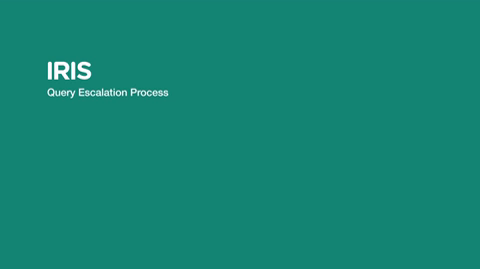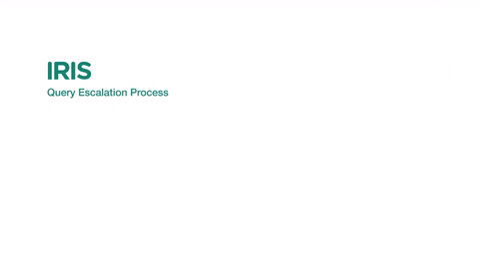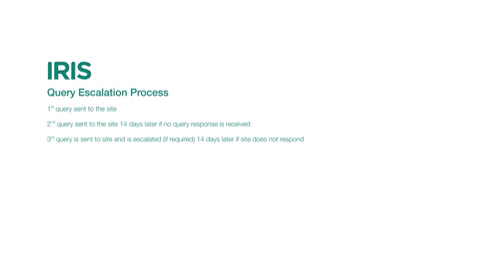Query Escalation Process. The query escalation process is as follows. The first query is sent to the site. The second query is resent to the site 14 days later if no query response is received. If the site does not respond to the second query within 14 days, a third query is sent to the site and is escalated to the site manager.